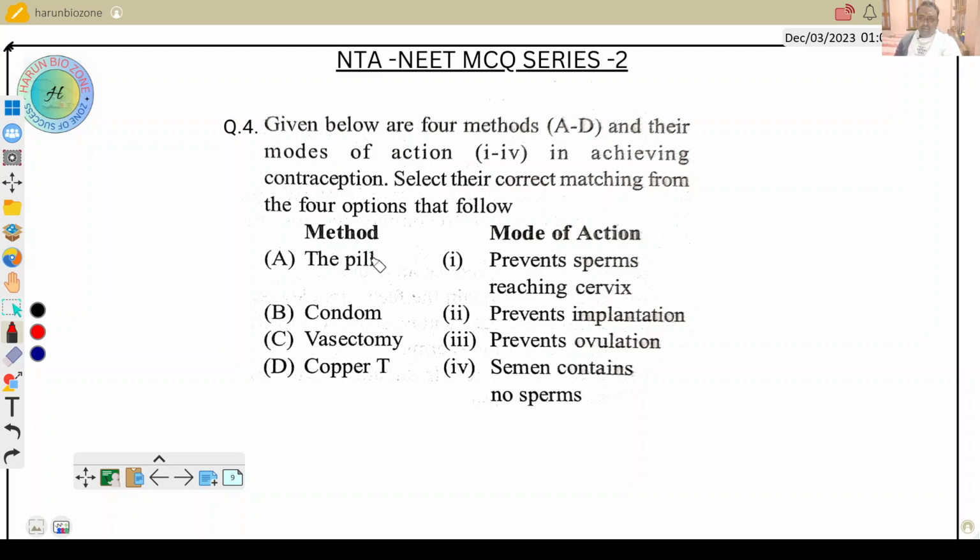So here, the pill. What is the pill? Like I-pill, Unwanted 72, Mala-D, etc. The pill mainly contains progesterone hormone. Some pills contain both estrogen and progesterone. These hormones prevent pregnancy.